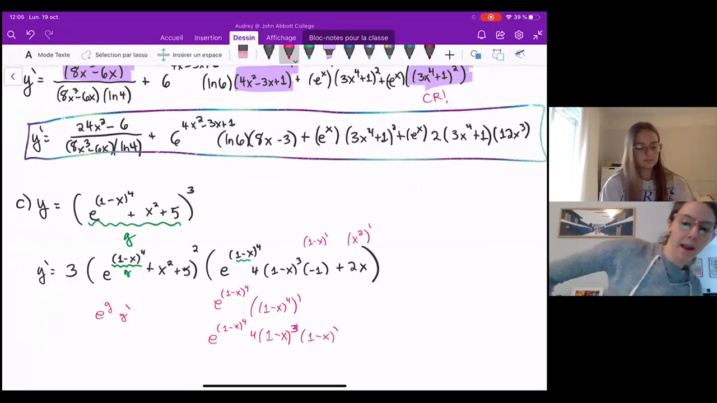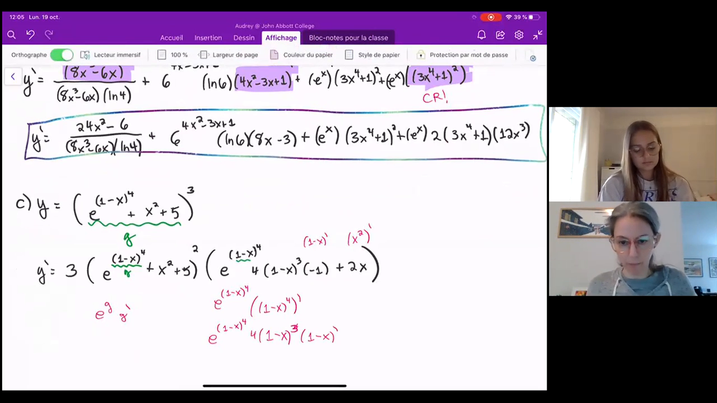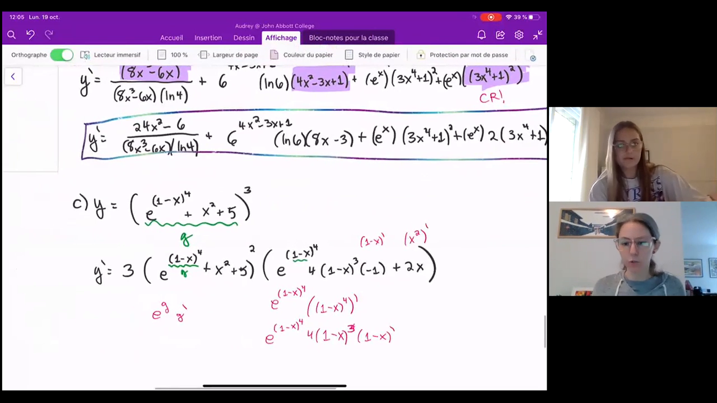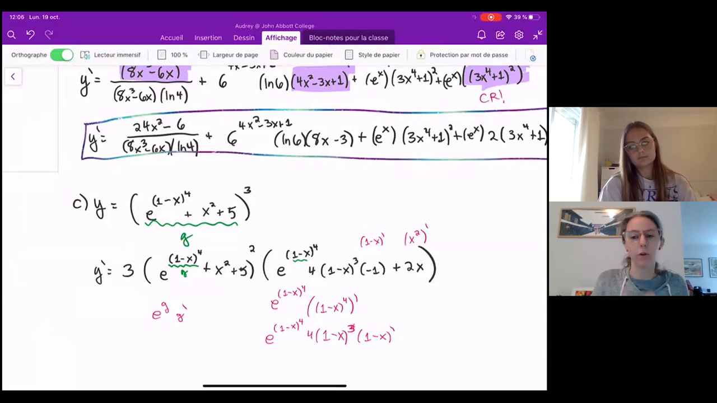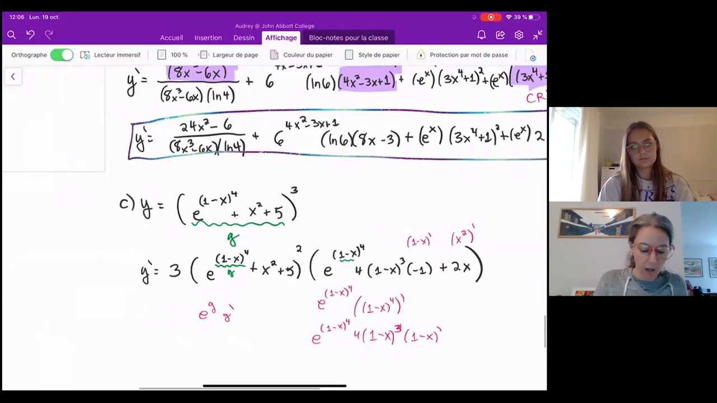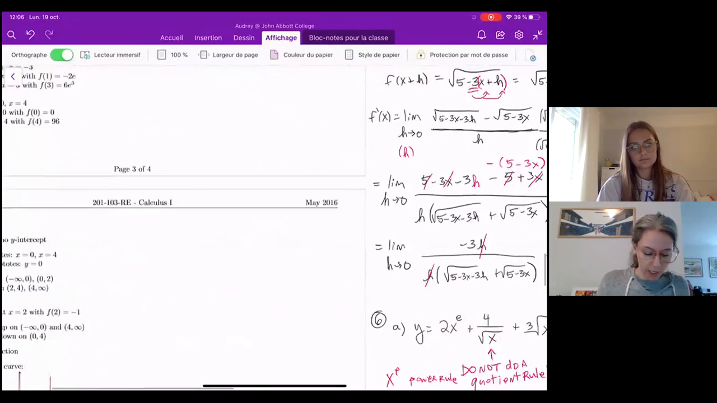Okay, next. Hopefully you guys have been practicing enough. I told you in the beginning that hopefully you'll eventually get to the point where you can do multiple chain rules in one go, but it comes from practice. So hopefully you're starting to get there.